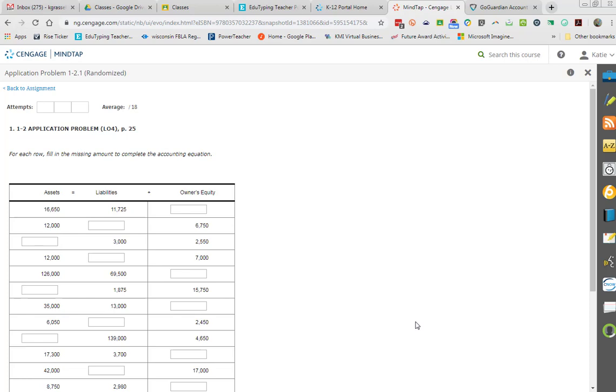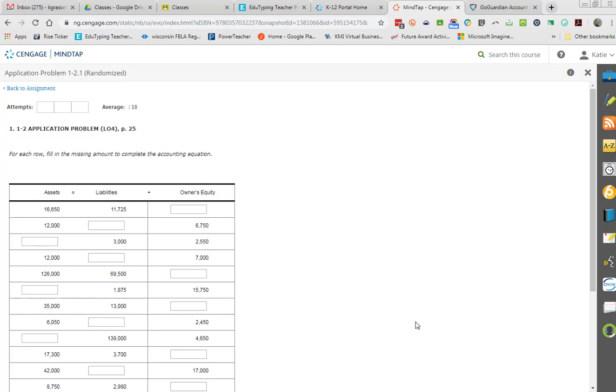This looks different than what we just did together. So basically what it says, for each row, fill in the missing amount to complete the accounting equation. When I look at this right here, we know the accounting equation is assets equals liabilities plus owner's equity. So here I have my assets number. Here I have my liabilities.